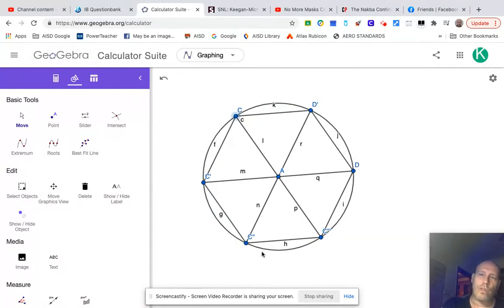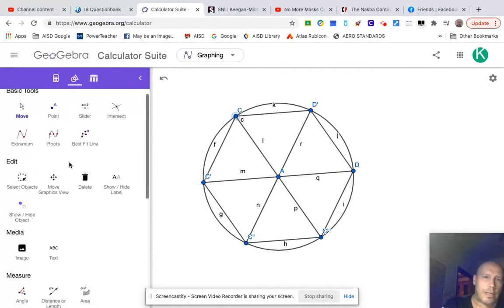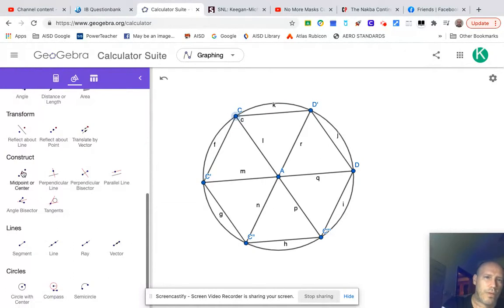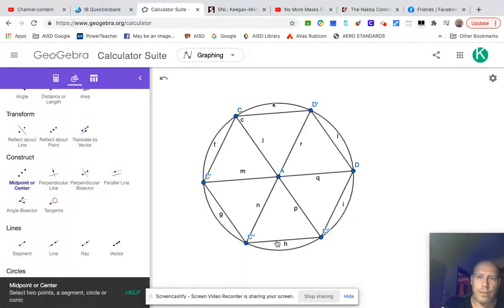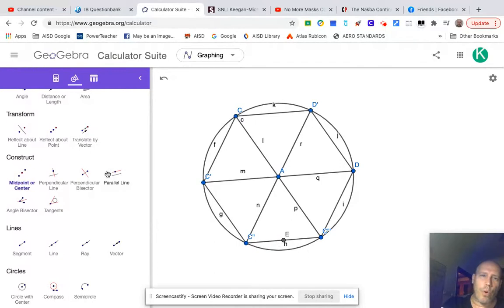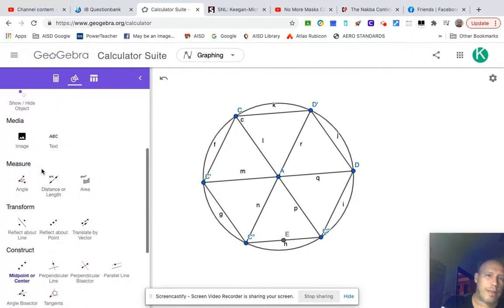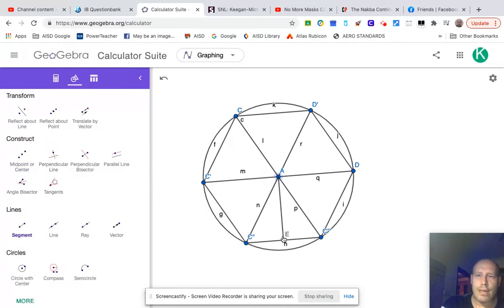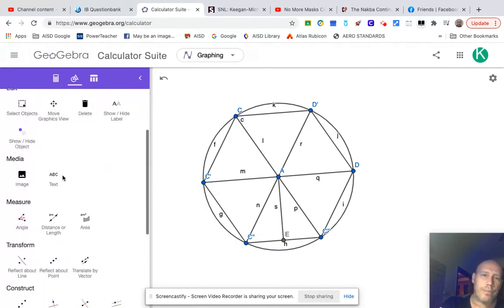Now I'm going to first find the midpoints of the segments. And then I'm going to draw another segment, a segment from A to E, and this is known as the apothem. Let's put some text in there. I'm going to write it on the board. So AC, AD, that's known as the radius of the polygon, and AE is the apothem.